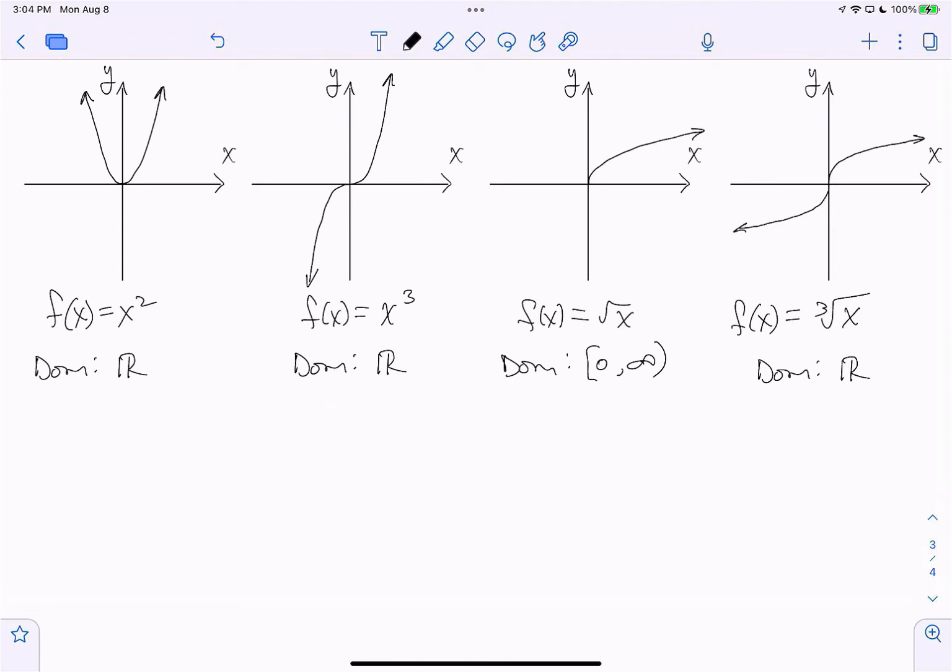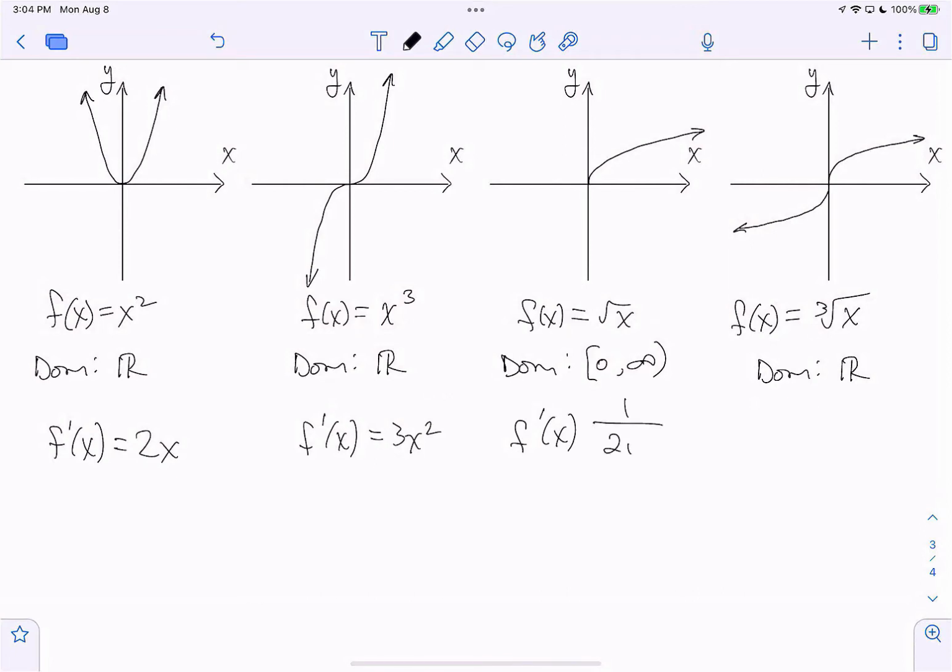Quick use of the power rule will tell us that the derivative of x squared is 2x. The derivative of x cubed is 3x squared. The derivative of the square root of x is 1 over 2 times the square root of x. And the derivative of the cube root function is 1 over 3x. I'll write it as 1 over 3x to the 2/3.